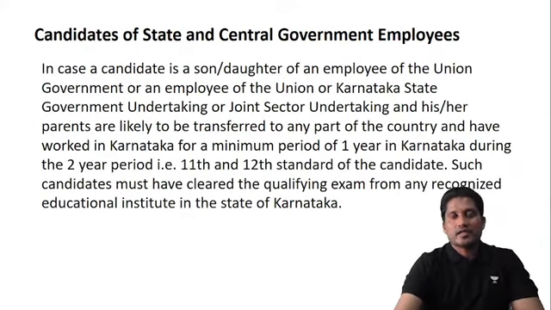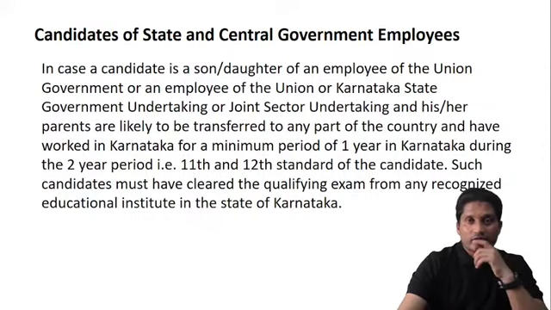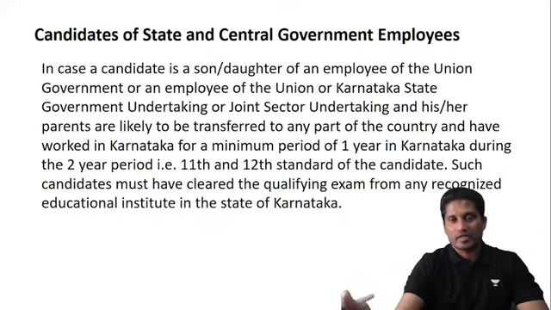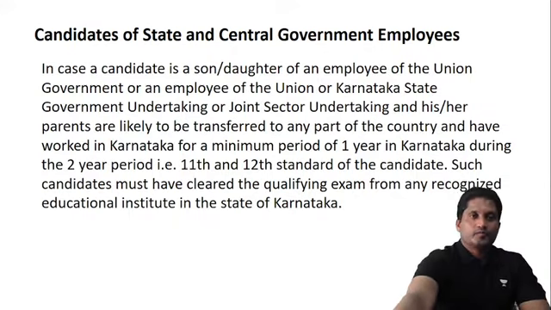Candidates of state and central government employees. In case a candidate is a son or daughter of an employee of the union government or of a union or Karnataka state government undertaking or joint sector undertaking, and his or her parents are likely to be transferred to any part of the country, and having worked in Karnataka for a minimum period of 1 year during the 2 year period, that is 11th and 12th standard of the candidate, first PU and second PU, such candidates must have cleared the qualifying exam from any recognized educational institute in the state of Karnataka.